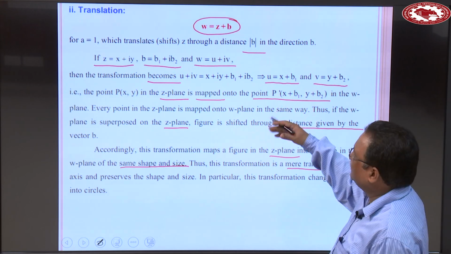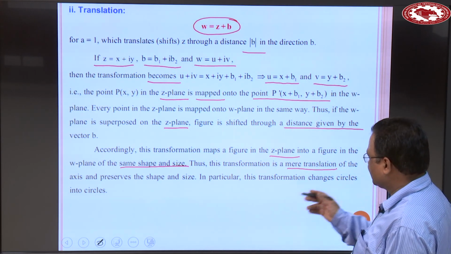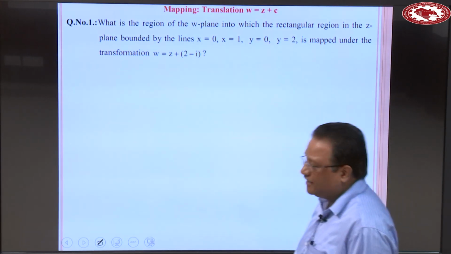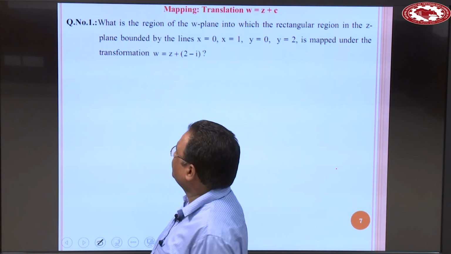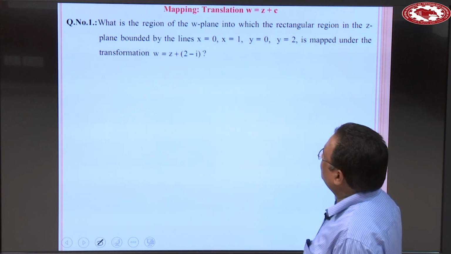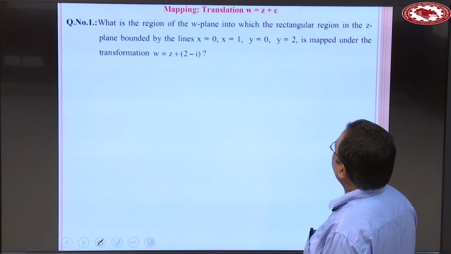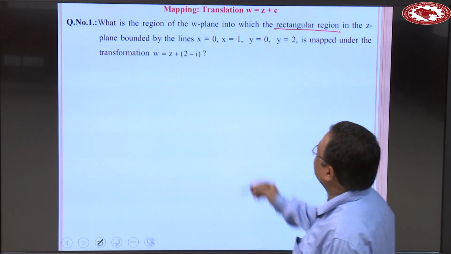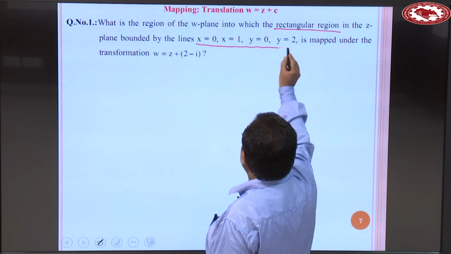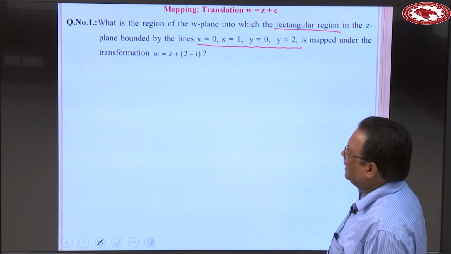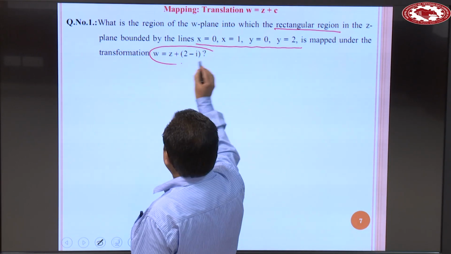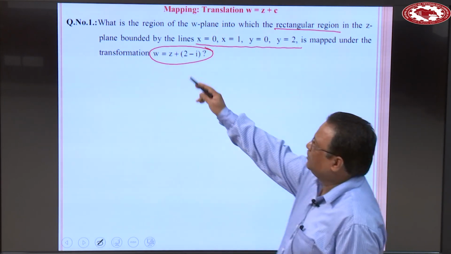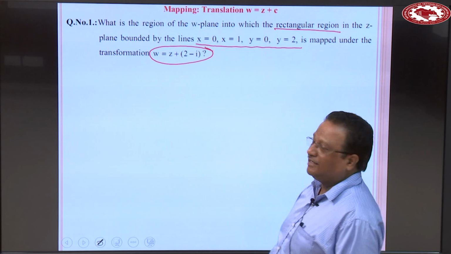So, this type of transformation is important. In particular, this transformation changes circles into circles. Okay. For example, let us solve this type of problem. What is the region of the w plane into which the rectangular region in the z plane bounded by the four lines x = 0, x = 1, y = 0, y = 1 is mapped under this transformation? We are given the transformation w = z + c, that is, w = z + 2 - i.